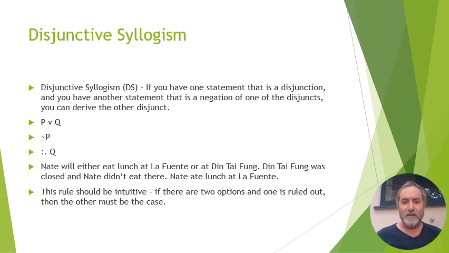So again, you're very familiar with this rule of inference from English, right? It goes something like this. Nate will either eat lunch at La Fuente or Din Tai Fung. Din Tai Fung was closed and Nate didn't eat there. We can conclude where Nate ate lunch? It was at La Fuente, right? You can have soup or salad. Oh, sorry, we're out of soup. You're getting salad, right? When you have a disjunction, an or statement, two choices, and then one of them is taken away or negated, the other one must be true, right? So this is all disjunctive syllogism means. You're used to it in your everyday life. Now we're making it formal and we're giving it a name.